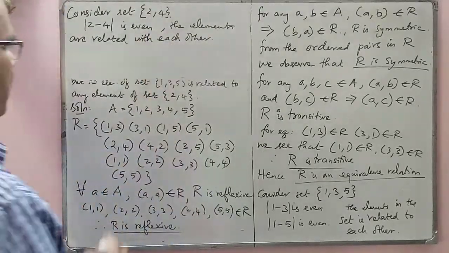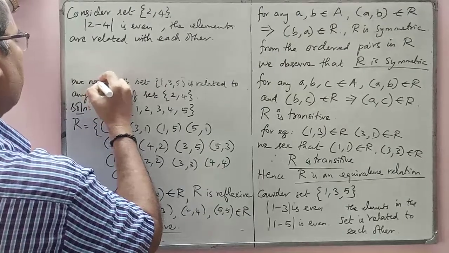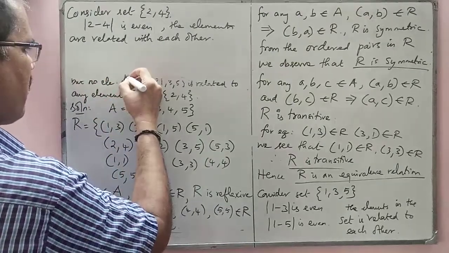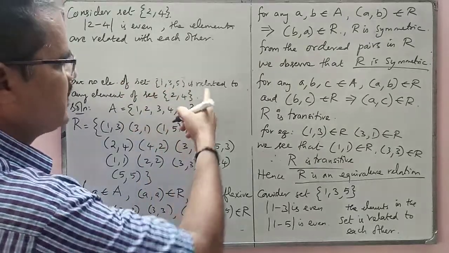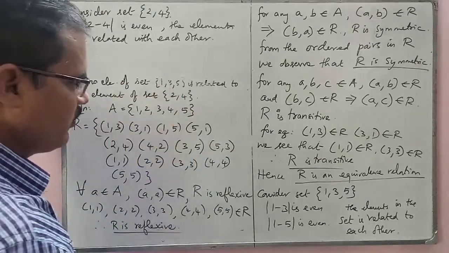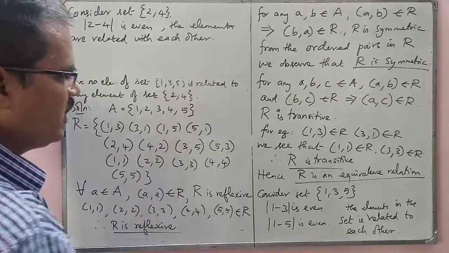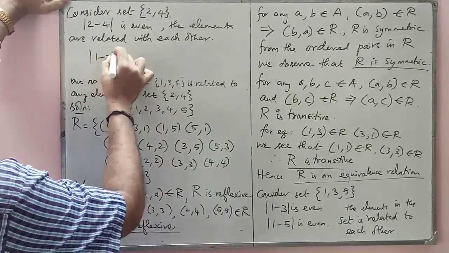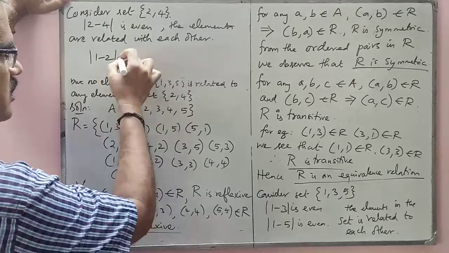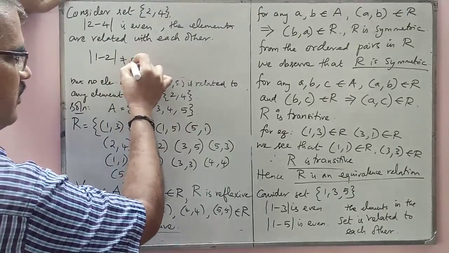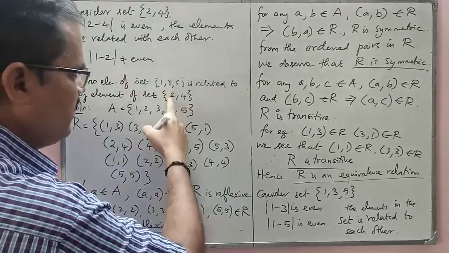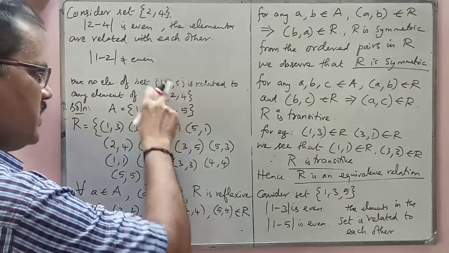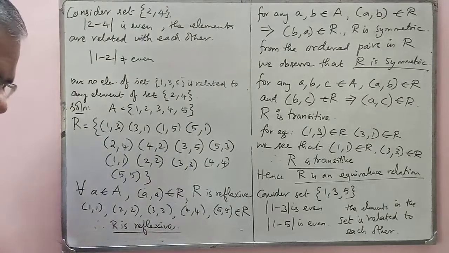Okay, but the next part says that no element of set {1, 3, 5} is related to any element of set {2, 4}. See the difference between {1, 3, 5} and {2, 4}. What is the difference between 1 minus 2? 1 minus 2 is 1. It is not even. Similarly, 3 minus 2 is 1, 5 minus 4 is 1. So when you compare these two sets, you don't find anything that is even.